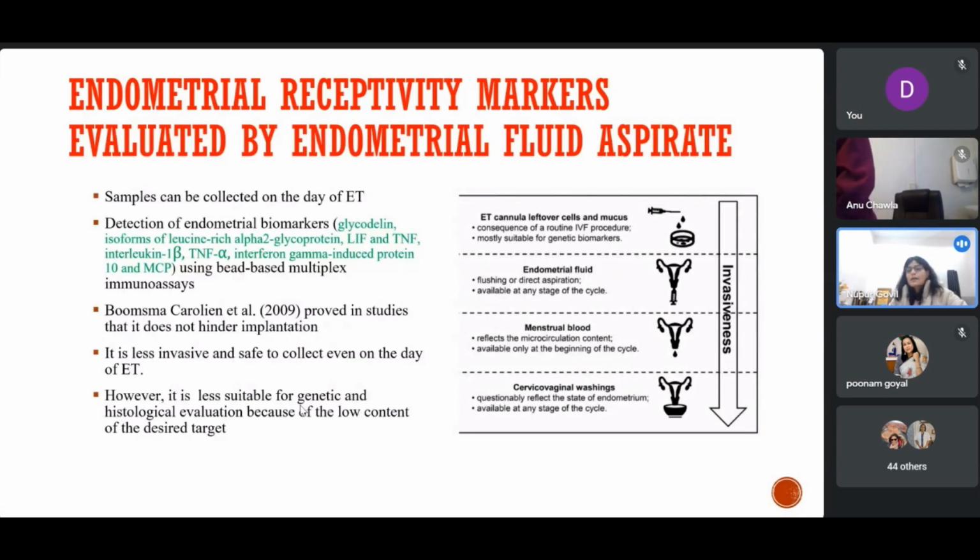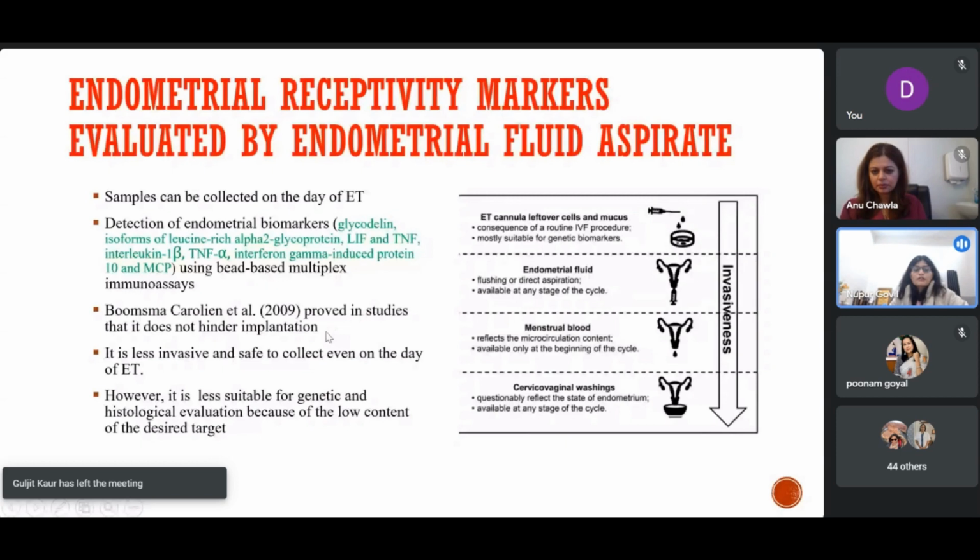So, then coming to a less invasive marker called endometrial receptivity marker, endometrial fluid aspirate. This is again a new concept where we don't actually take a biopsy from the endometrium. We just push 1 ml to 2 ml of normal saline inside the endometrium, and we take that flushing and study it for the molecular biological markers. And there have been several studies done on these. Several receptivity markers have been studied using immunoassays.